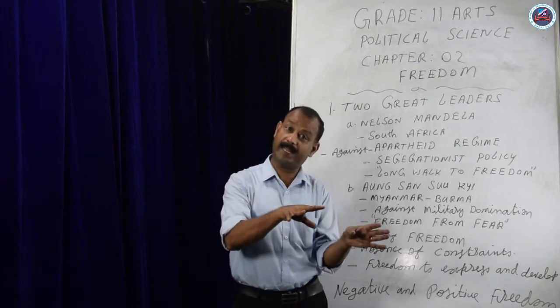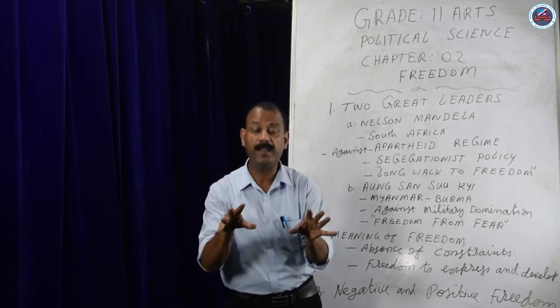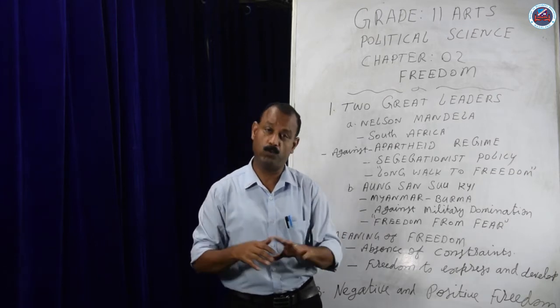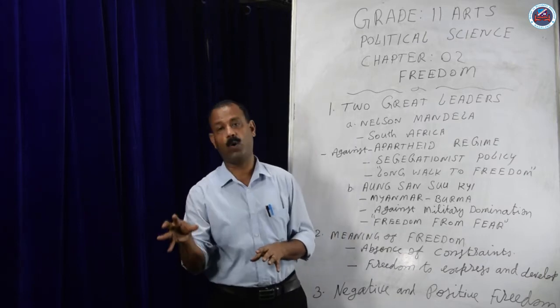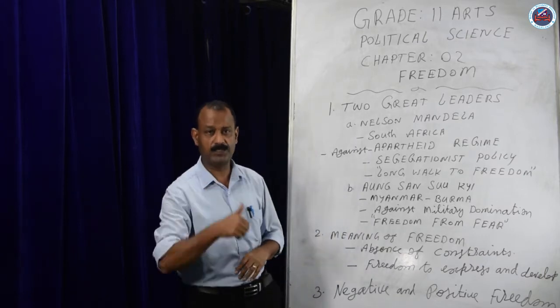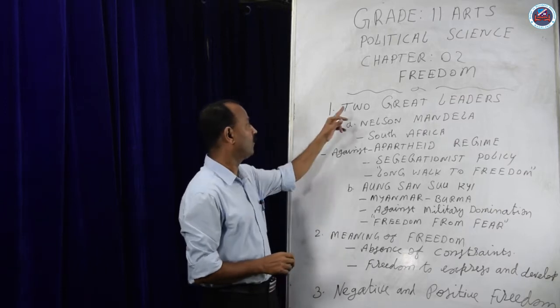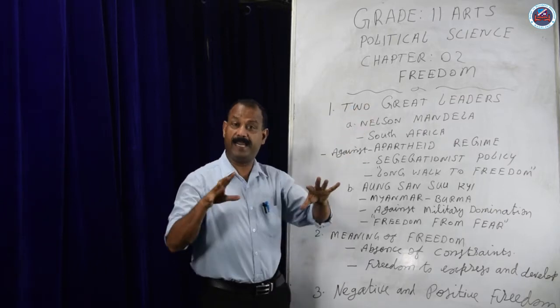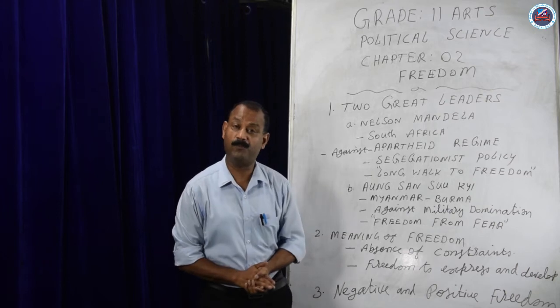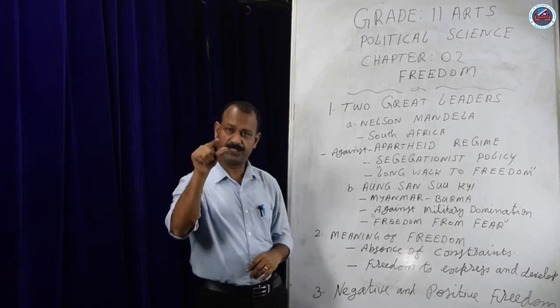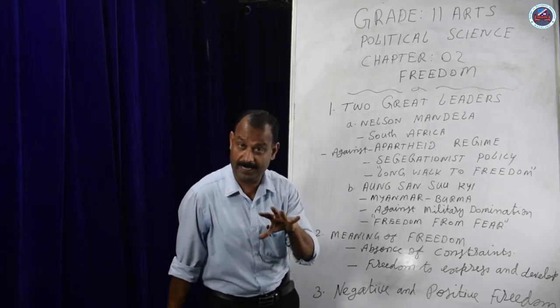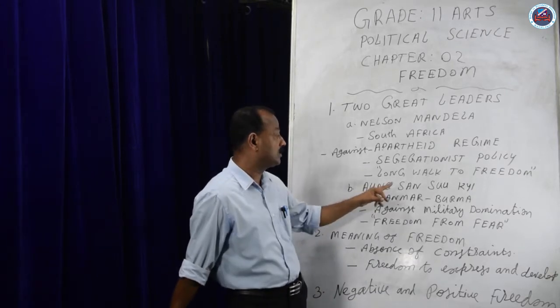Today, the black and the white are living happily together as one. The black enjoys the same rights as the whites. That is one leader who fought for freedom, and he attained freedom for the people of South Africa. Well, we shall go to the next leader. Another leader that we are going to learn is Aung San Suu Kyi.